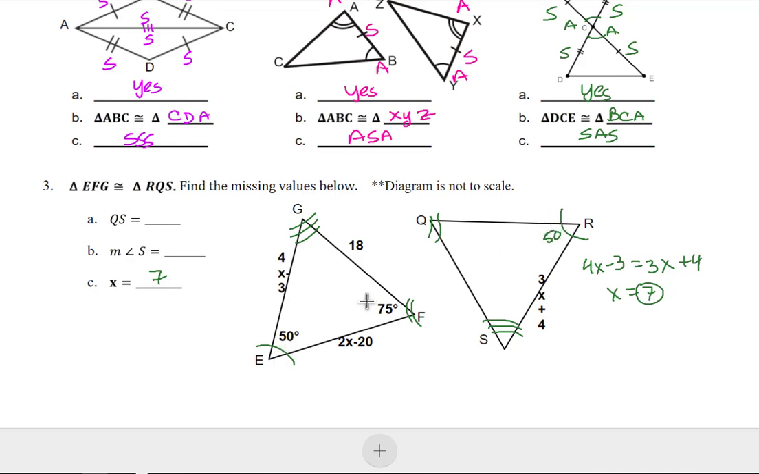So we subtract 125 from 180, we get 55 degrees. So that's going to be the measure of angle S. And then QS matches up with 18, so that's going to be the measure of QS.